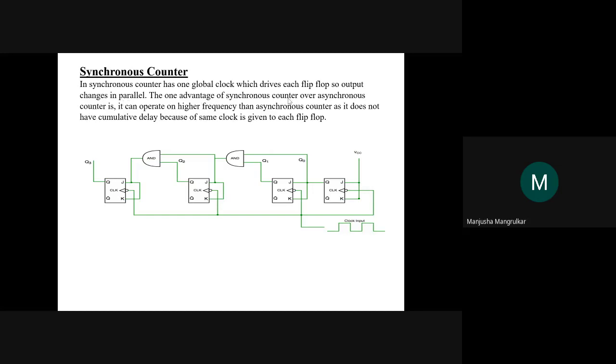The one advantage of the synchronous counter over the asynchronous counter is that it can operate at a higher frequency than the asynchronous counter, right? So even for a very high frequency, the synchronous counter can operate, as it does not have cumulative delay, because the same clock is given to each flip flop. This is a combination.